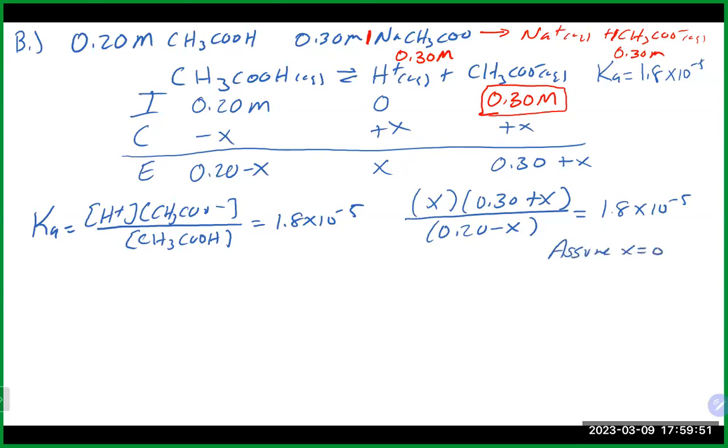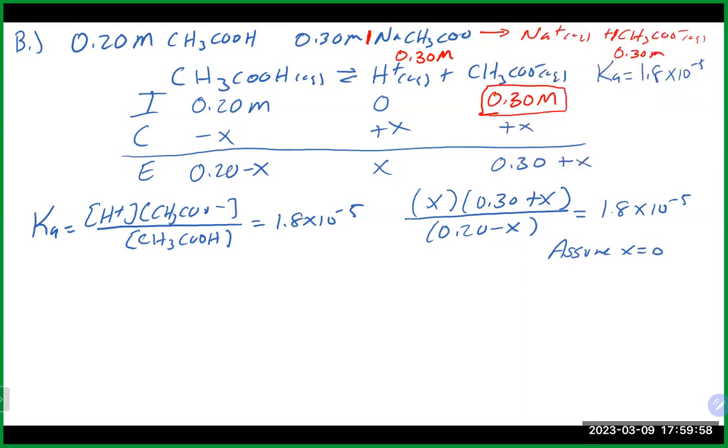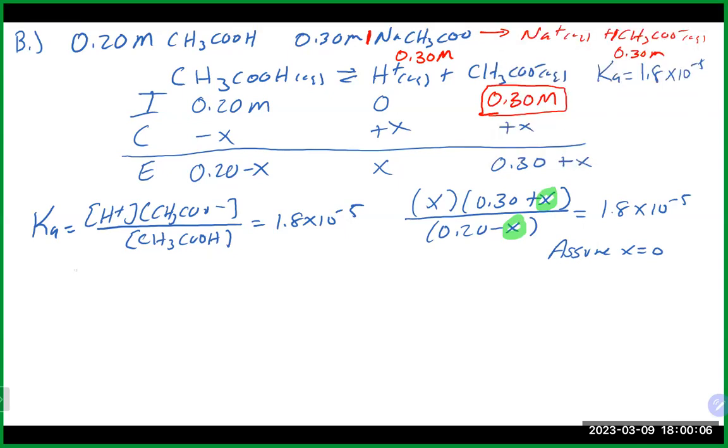Once again, you cannot get rid of all the x's. It is just the x's that we are adding or subtracting from somebody. So again, it's just that x and that x are the two that we would be getting rid of. And that would reduce this down to x times 0.3 divided by 0.2 equals 1.8 times 10 to the minus 5.